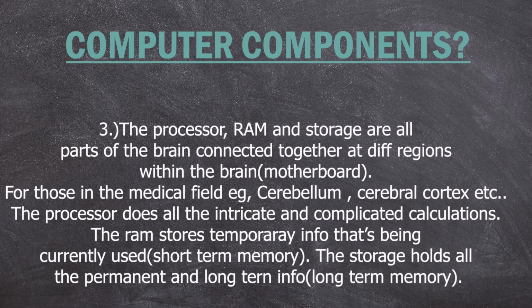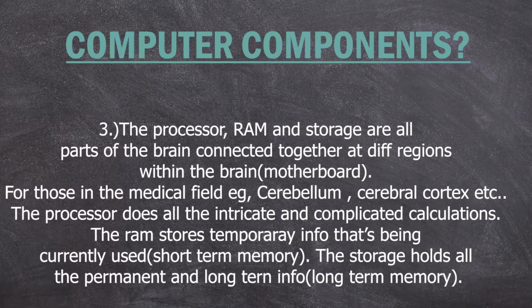Number 3, the processor, RAM, and storage are all parts of the brain connected together at different regions within the brain, being the motherboard. For those in the medical field, the brain has different parts, for example, the cerebellum, the cerebral cortex, etc. The processor does all the integrated and complicated calculations.